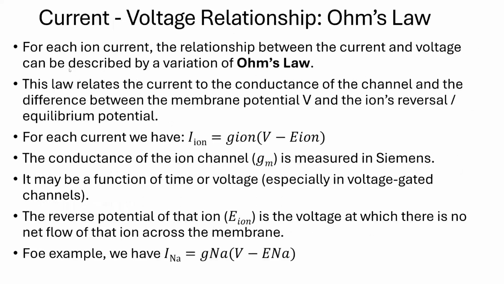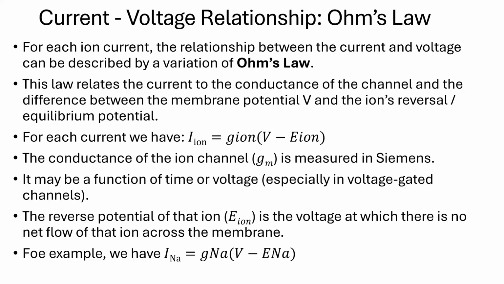Now, let's go to the current-voltage relationship, or Ohm's law. For each ion current, the relationship between the current and voltage can be described by a variation of Ohm's law. This law relates the current to the conductance of the channel and the difference between the membrane potential and the ion's reversal or equilibrium potential.